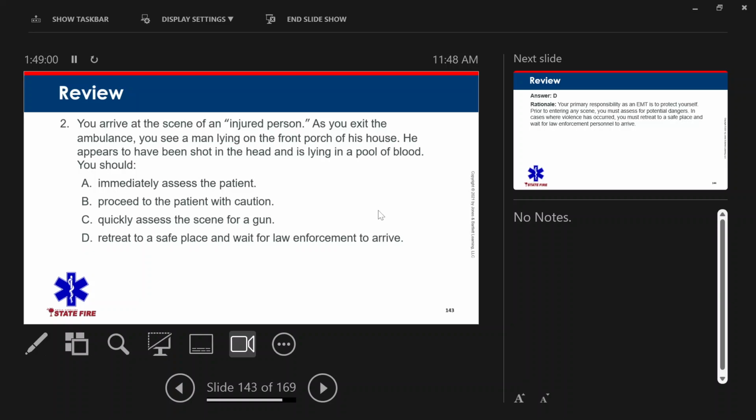You arrive at the scene of an injured person. As you exit the ambulance, you see a man lying on the front porch of his house. He appears to have been shot in the head. He's lying in a pool of blood. What do you immediately think? This is the assessment chapter, and so your brain went right to, how do we say that? D. Meanwhile, we should leave, retreat to a safe place away from law enforcement.